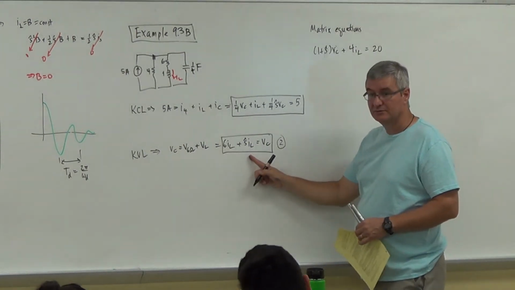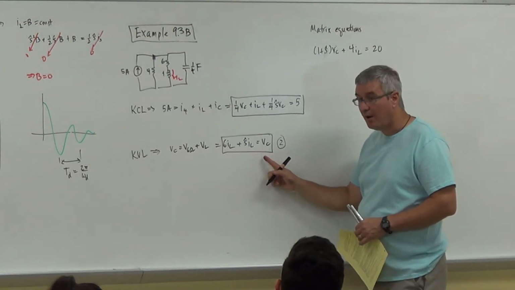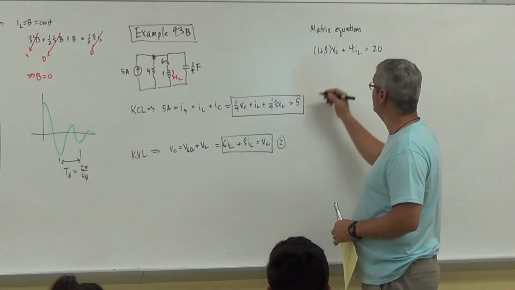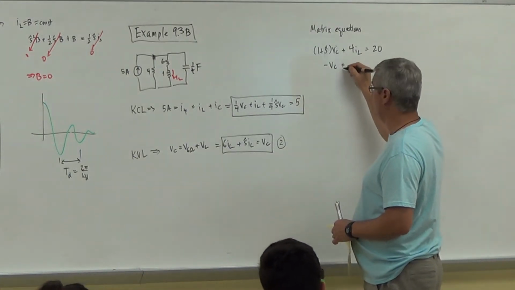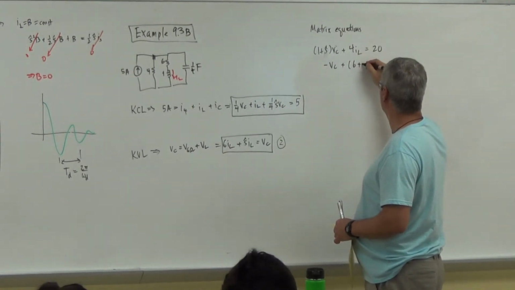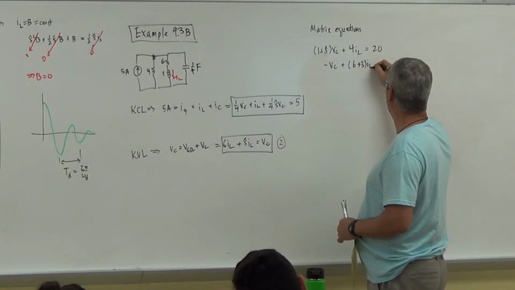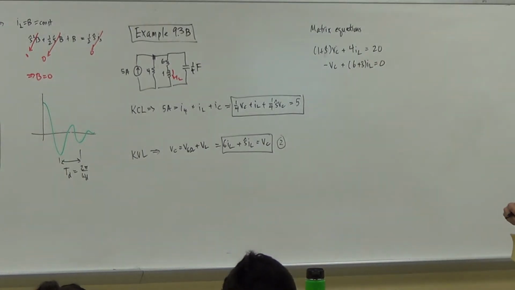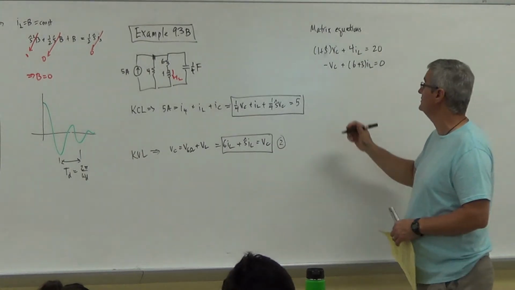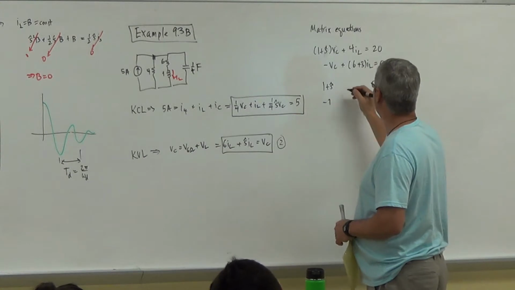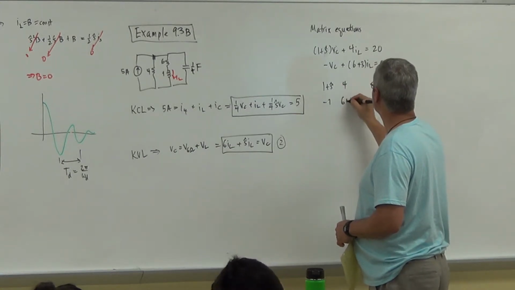Look at my second equation. See that VC? I'm going to bring it to the other side, so I'm going to get a negative sign. So when I do that, I'm going to get minus VC plus 6 plus S hat IL equals 0. Now I'm going to make my matrix now. If I make my matrix, it's going to be 1 plus S hat, minus 1, 4, 6 plus S hat.